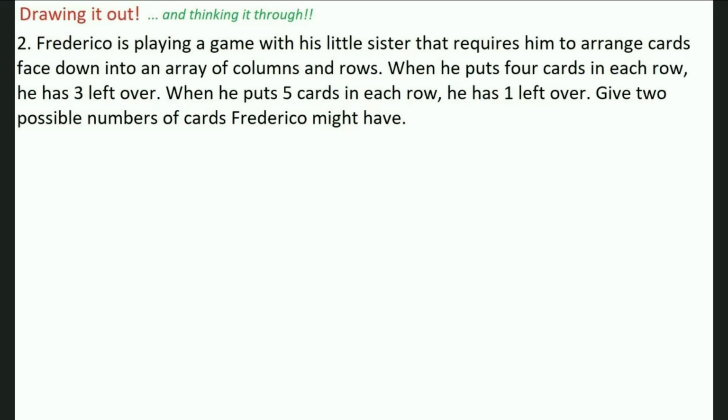The next piece of this, Federico is playing a game with his little sister that requires him to arrange cards face down into an array of columns and rows. When he puts 4 cards in each row, he has 3 left over. When he puts 5 cards in each row, he has 1 left over. Give 2 possible numbers of cards Federico might have.